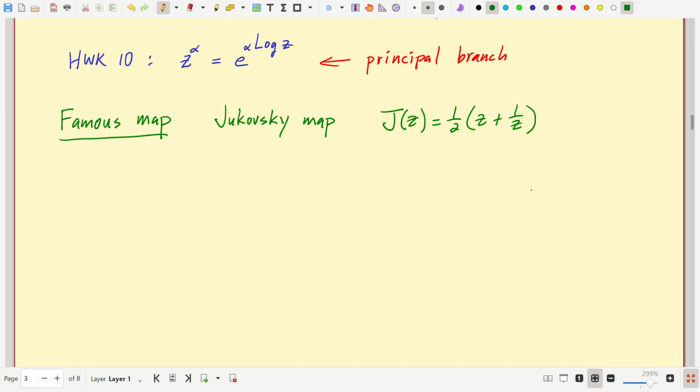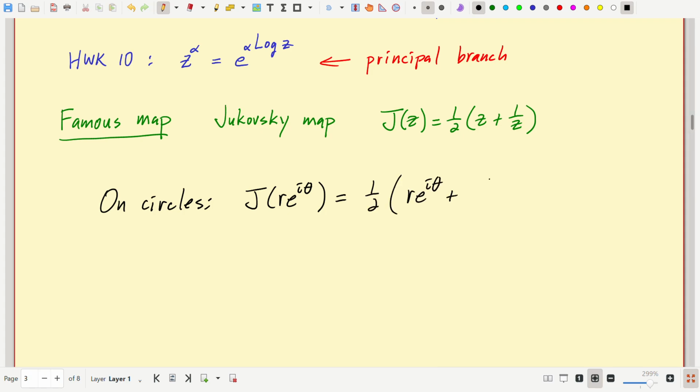If you think about what it does on circles, you can analyze it pretty easily. On circles, the Joukowsky map of r e to the i theta would be equal to 1/2 times r e to the i theta plus 1 over r e to the i theta. That would be 1/2 times r e to the i theta plus 1 over r times e to the minus i theta.